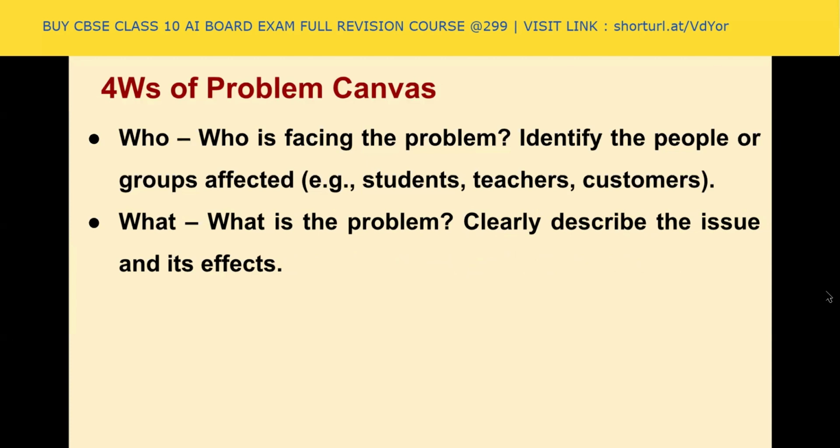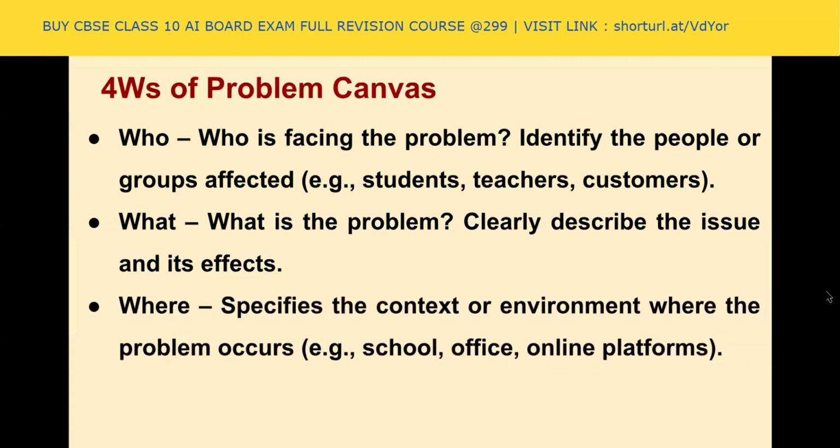Now, what is the problem? What exactly is the problem we need to see? In your CBSE book, the problem given is food wastage. When we have a problem, we need to know exactly what it is and describe the exact problem they are facing. There may be many problems, but while solving the problem for an AI model, we need to know what exactly the problem is.